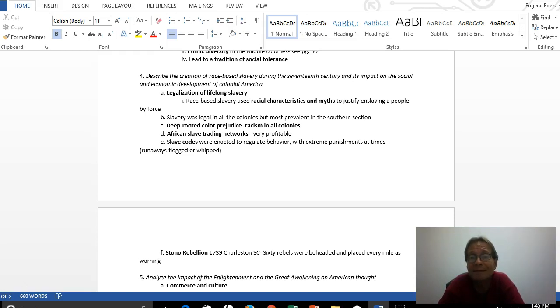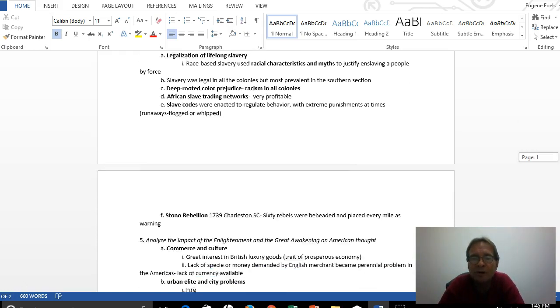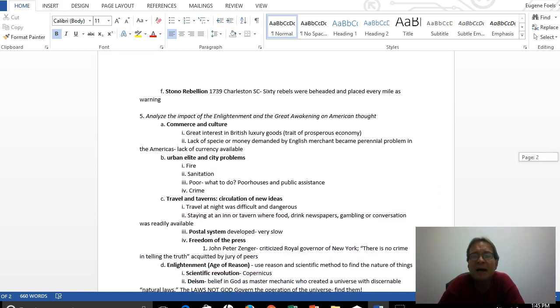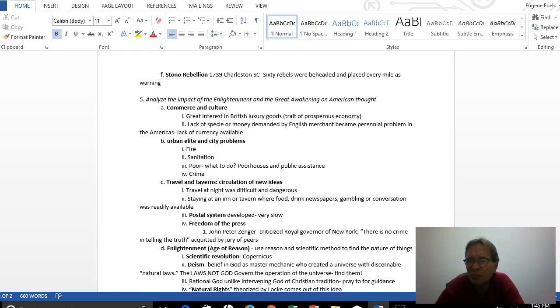Slave codes were enacted to regulate behavior of slaves, and this will result in many rebellions, such as the Stono Rebellion in 1739 in Charleston. Eventually the rebels were subdued and 60 of them were beheaded. And their heads were placed on pikes, placed every mile as a warning to not engage in this behavior in the future.